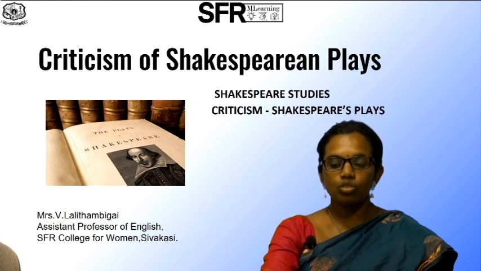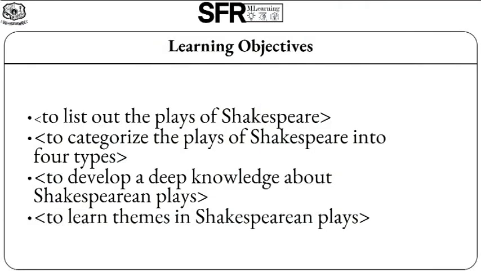So, moving on to the first topic, the objectives of this lecture are to list out some of the significant plays which will be relevant for a first year postgraduate student of English literature. And the next objective is to categorize the plays of Shakespeare into 4 types for a comprehensive understanding of a postgraduate student, and to develop a deep knowledge about Shakespearean plays and to learn the themes in Shakespearean plays.